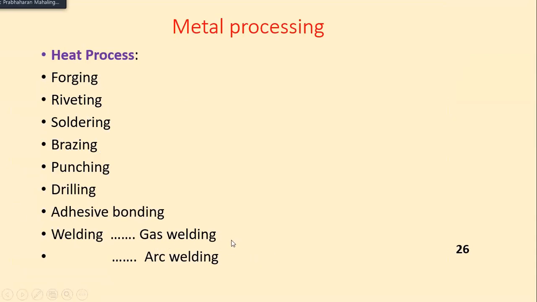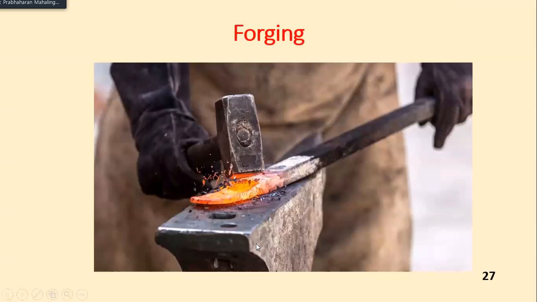Gas welding, normally we utilize acetylene gas with oxygen. Arc welding, we utilize current as a heat energy source, and we can study that later. Right, forging. You understand forging.